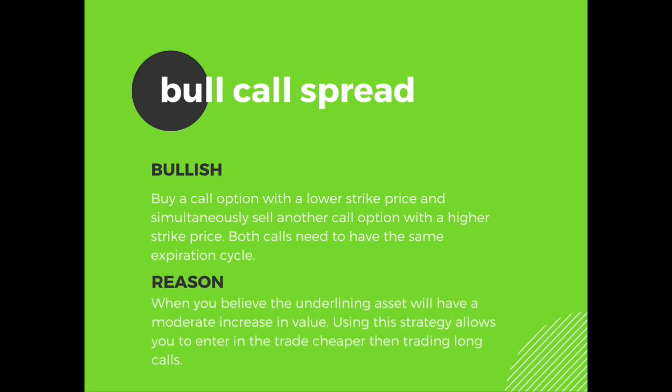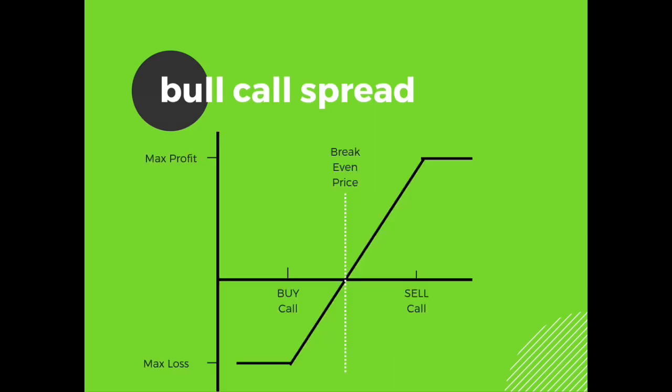Now the reason why we would want to set up the bull call spread is because we believe that the underlying asset or the stock is going to have a moderate increase in value, meaning we think the price is going to go up but not by a lot. So using the bull call spread strategy allows us to enter into this trade with a cheaper overall price than if we bought long calls. Here's a quick diagram that shows how this bull call spread works.